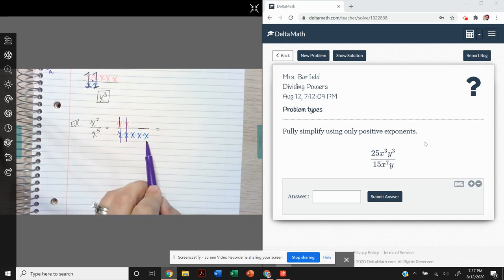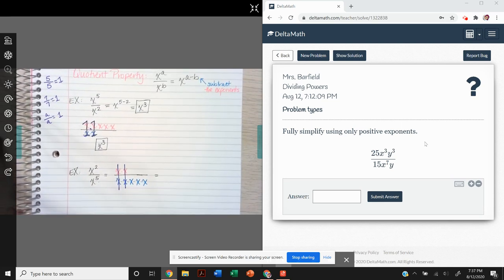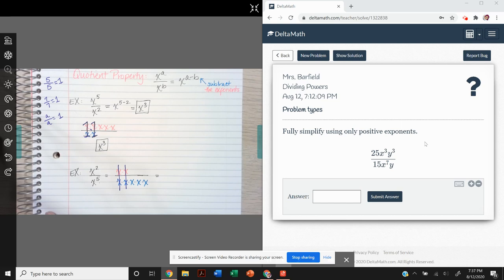But now look at the difference, okay? Let me scroll my paper back down here. Look at the difference really closely. These x's right here were left in the numerator. These x's right here have been left in the denominator.